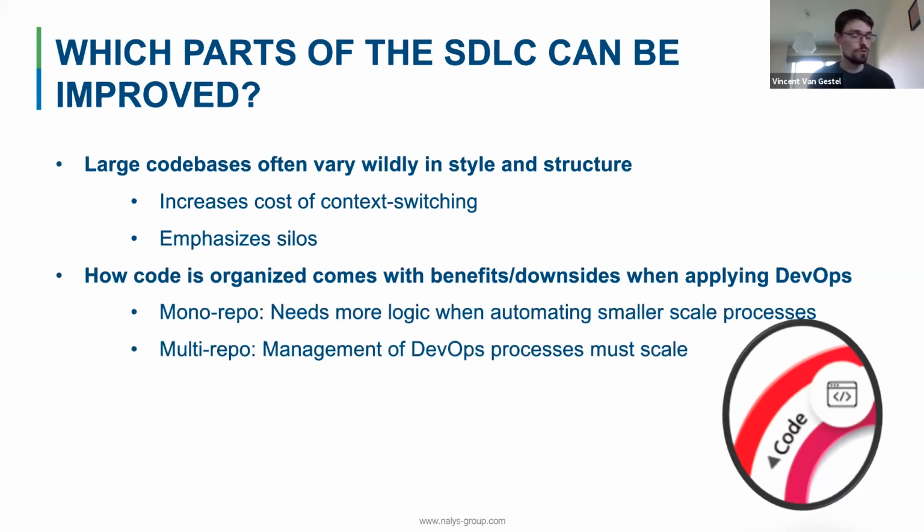When you're writing these tools, you'll also have to take into account how the code is organized on a larger scale. If you're dealing with a monorepo or many different smaller repositories. With a monorepo, you'll need to introduce additional logic so that you can tear the repo apart again to focus on the parts that you're actually interested in for your smaller scale processes. The other way around, if you're dealing with many different repos, your processes need to scale, because it's one thing to manage a CI/CD pipeline for a single repository. It's another thing entirely to do it for hundreds or even thousands of repositories.